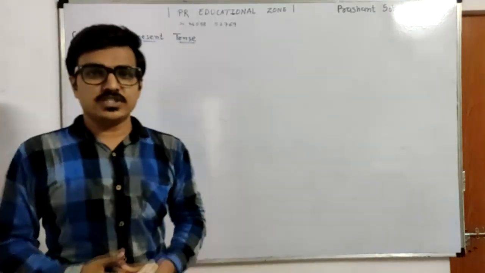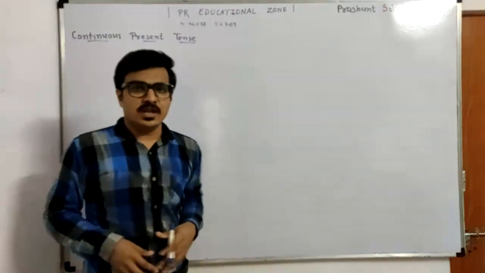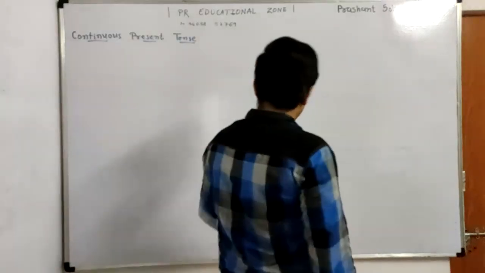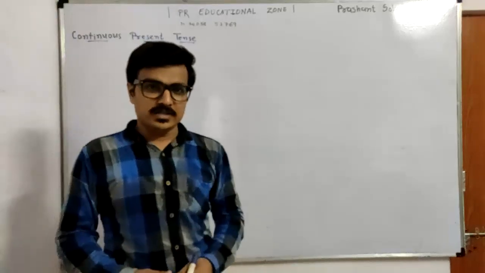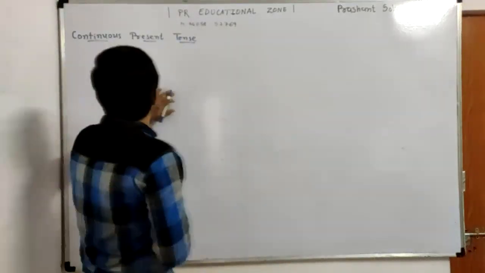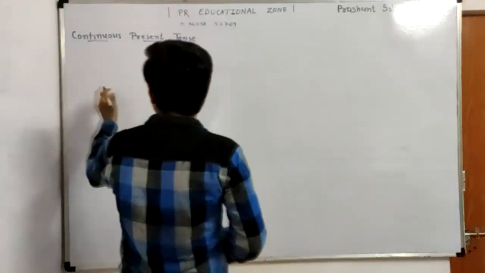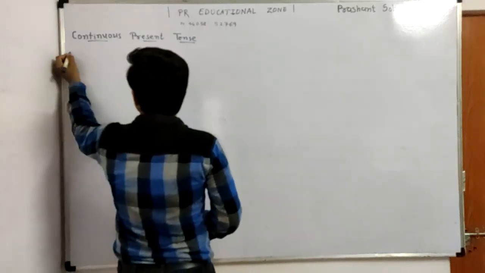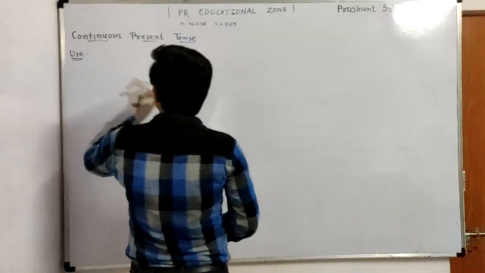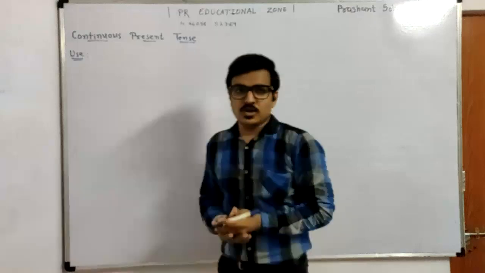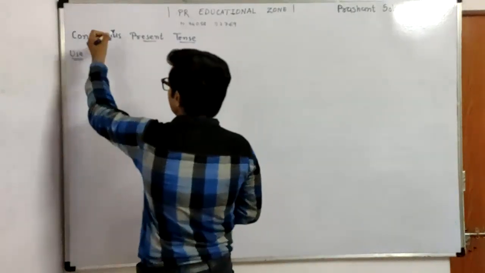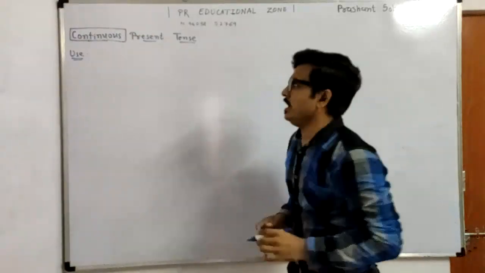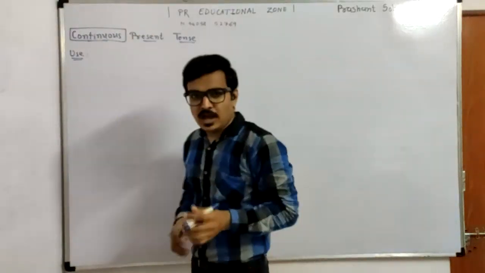Again we have come with another topic of the tense, which is the continuous present tense. Today we will learn the use of the continuous present tense and its formula and its example. Now we are starting with the use, or we can say definition, of the continuous present tense. As the name defines, continuous means which is running and present means in now.